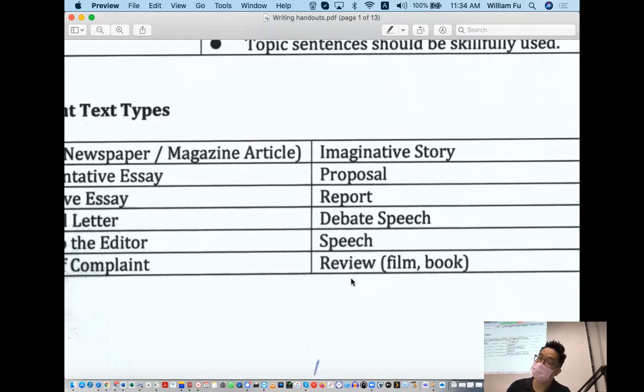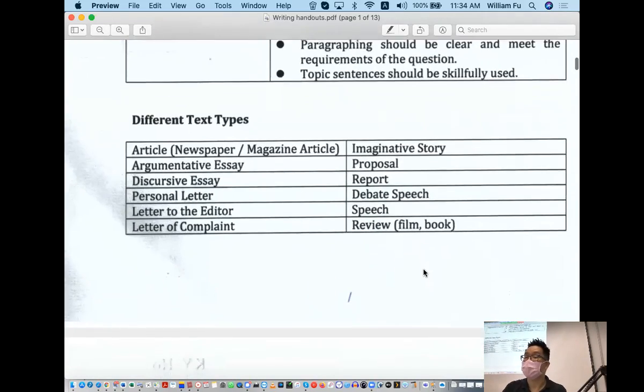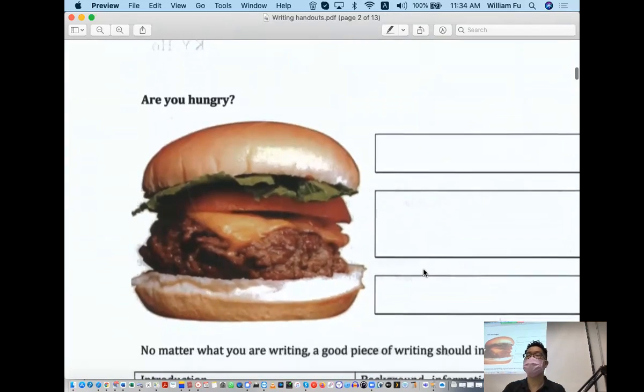And lastly, review. Film review, book review. In the past, we thought that in the exam they wouldn't have something like that. Actually, they had one restaurant review 2 years ago, and it really scared students. All right, so these are the text types. Then we go to the next page.